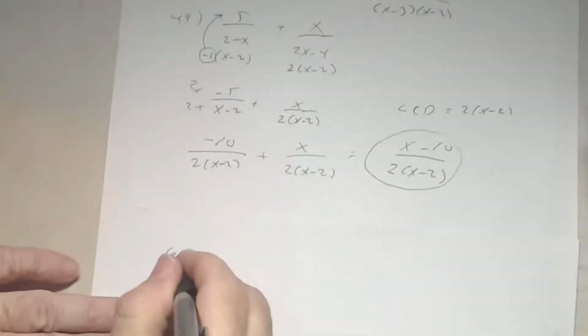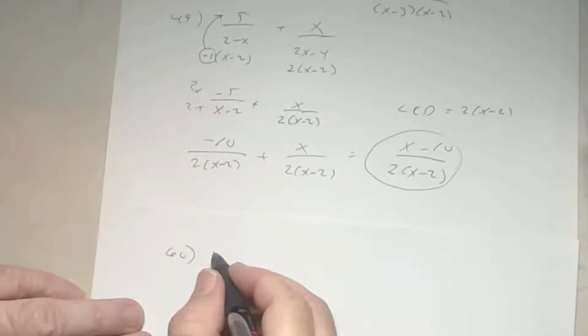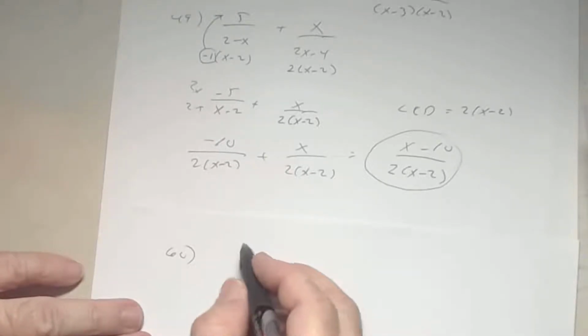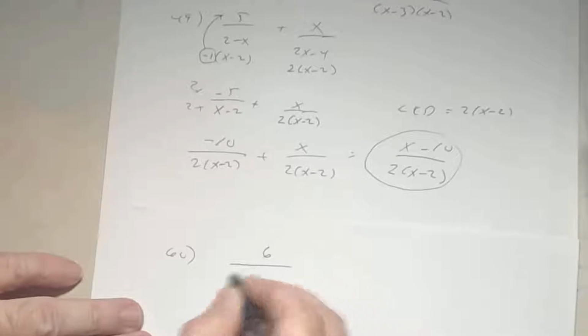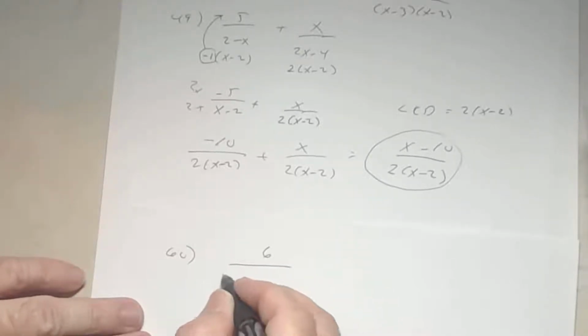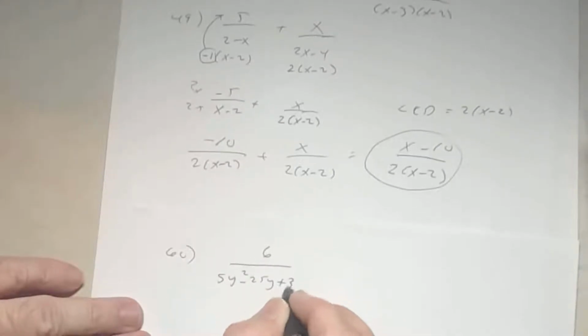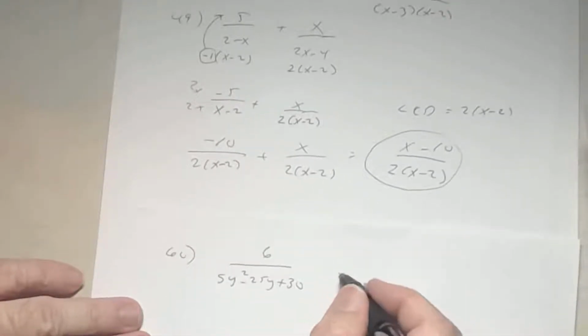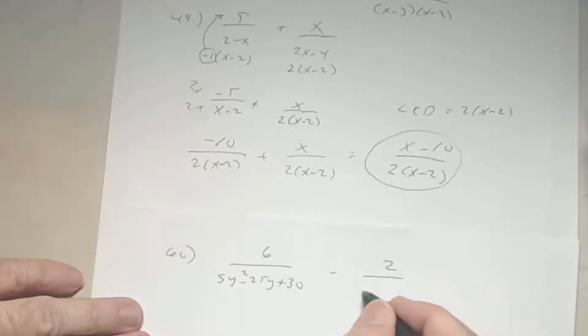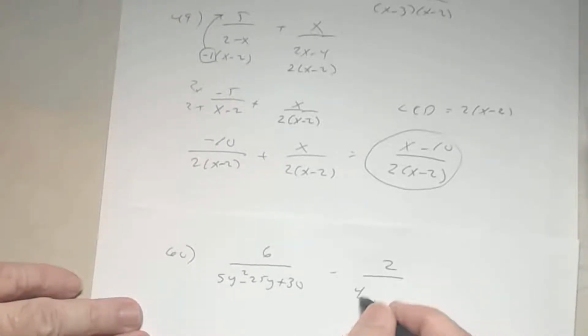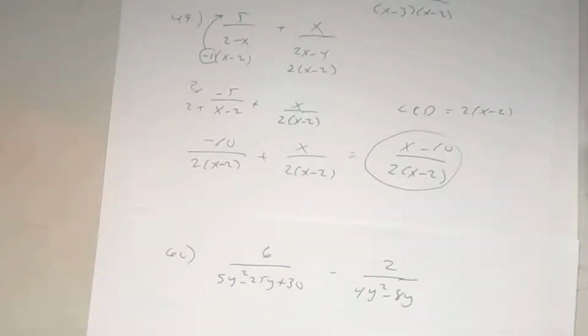I think we have one like that too. All right, number 60: 6 divided by 5y squared minus 25y plus 30, minus 2 divided by 4y squared minus 8y. On the left one, you got 5y and y, two binomials.